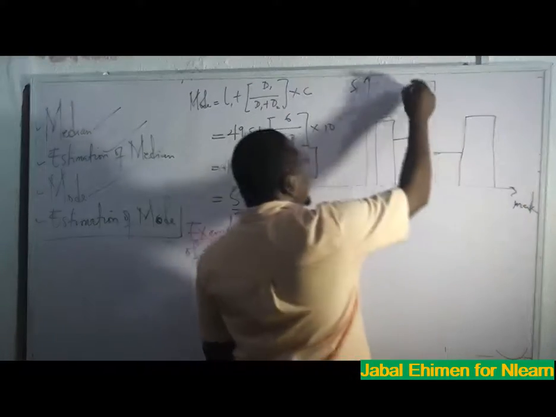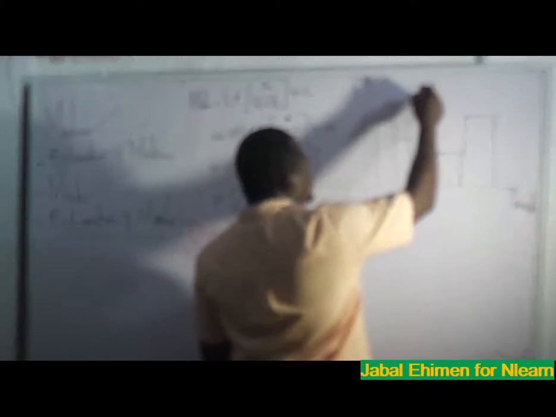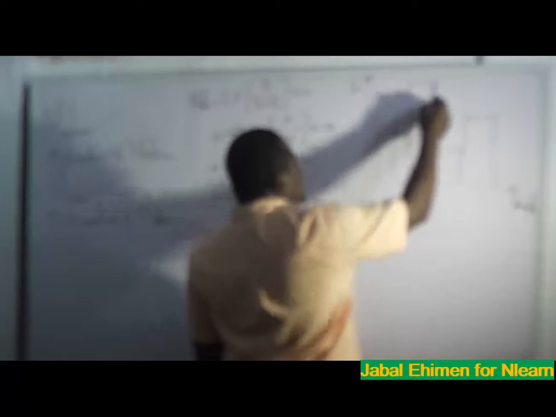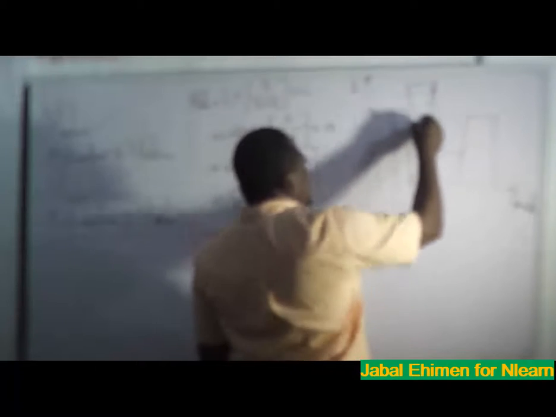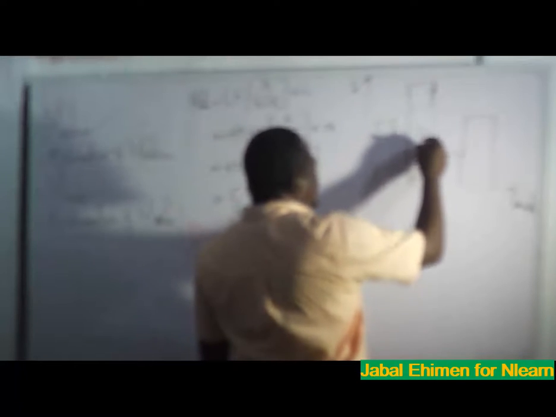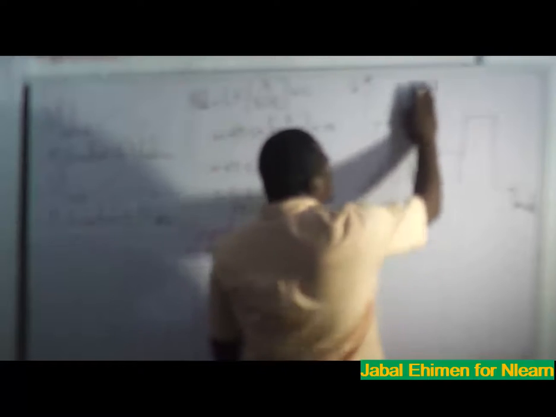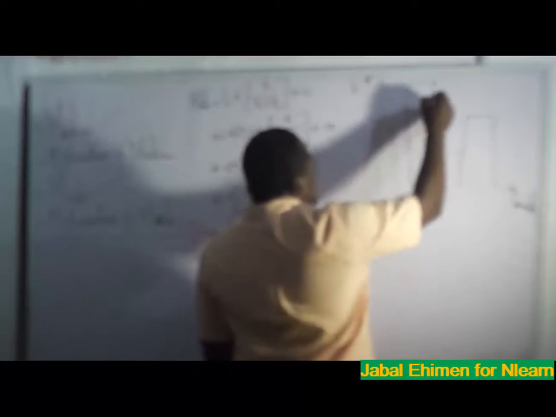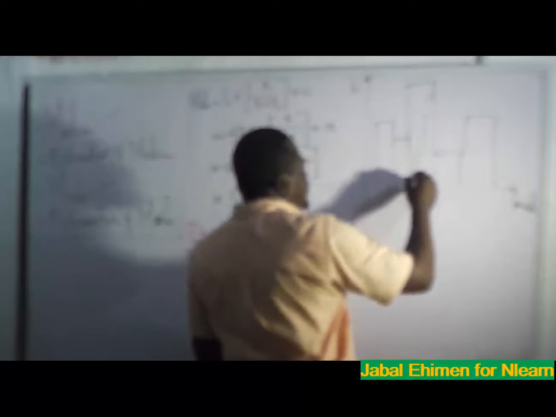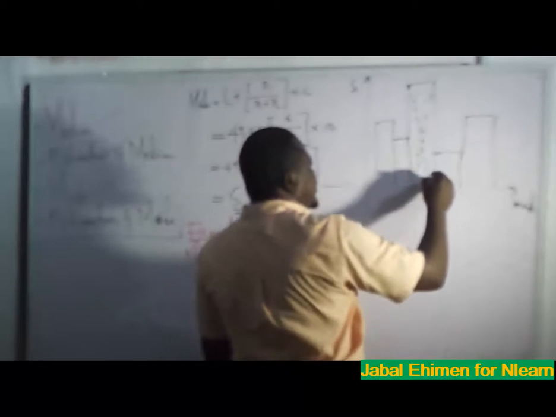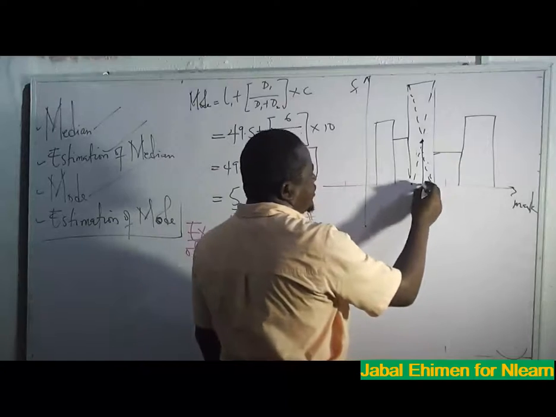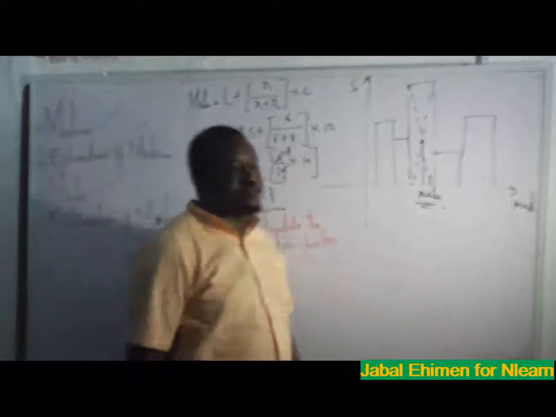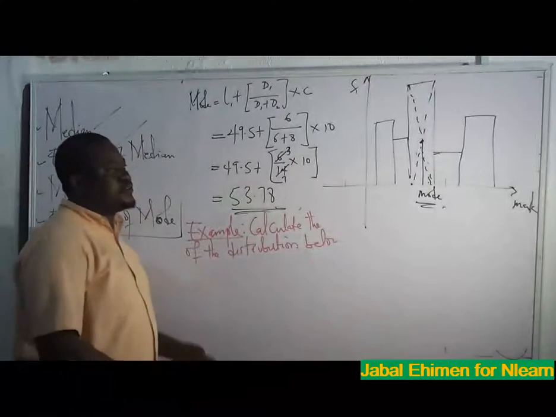If you look for the highest, all you need to do is draw a line that perpendicularly touches the end, and draw another line that perpendicularly touches the end. Where they intersect here is called the mode. So most times you have mean, you have median, and you have mode.